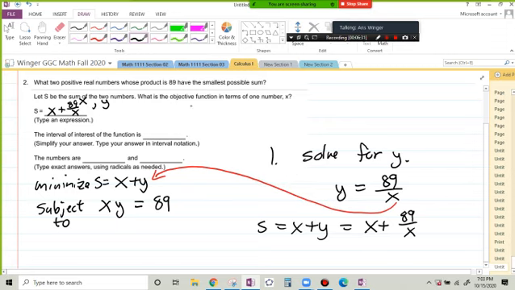We want the smallest possible sum. X is allowed to be anything. We were told that it was positive, but then the other one can be whatever we want, right? So 0 to the whole thing. For any X, I can find a Y to multiply by it and get 89. X can be any positive number at all.